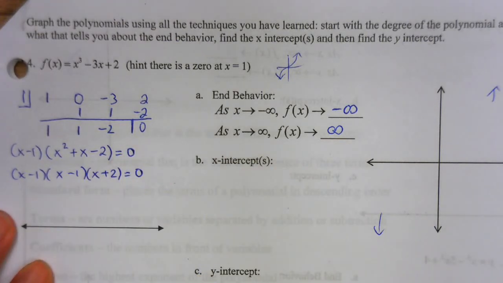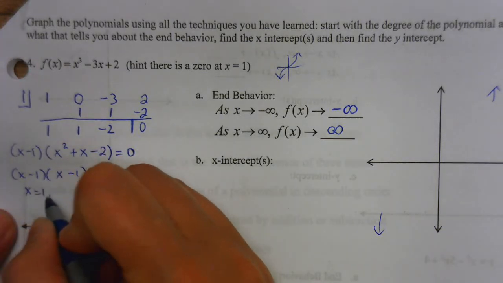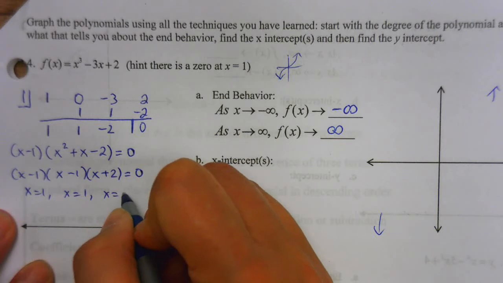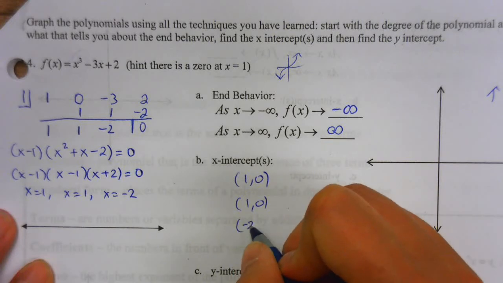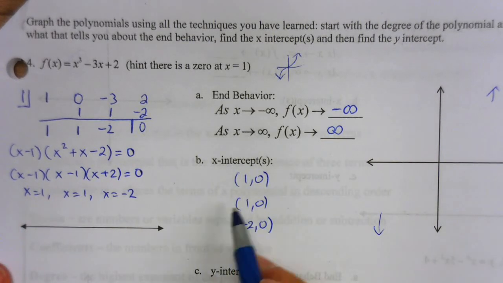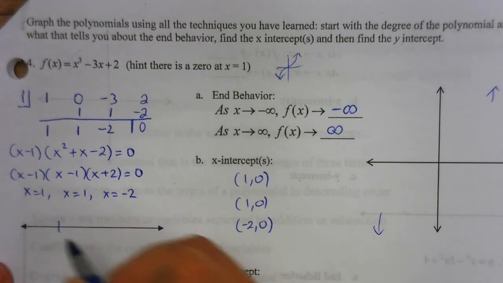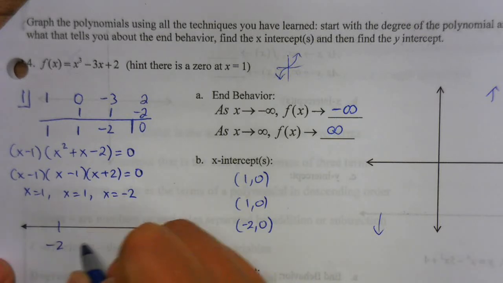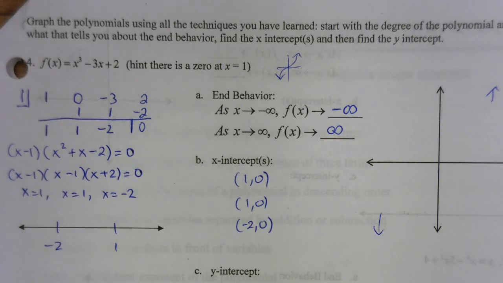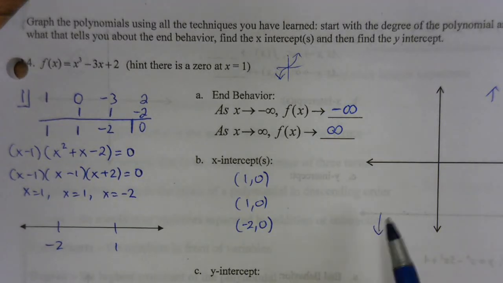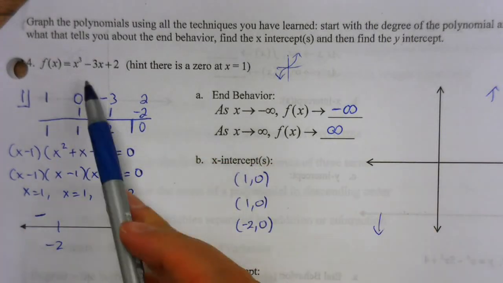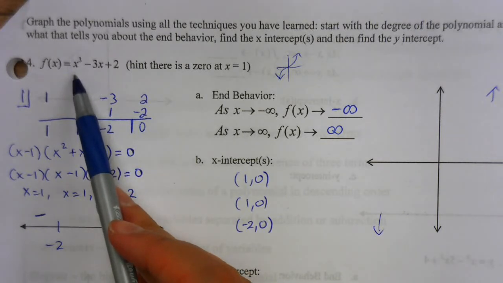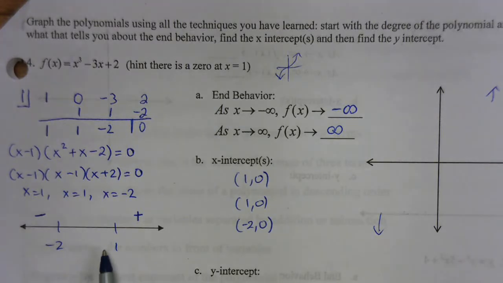When I set each of those pieces equal to 0, I'm going to find out that x is equal to 1, x is equal to 1, and x is equal to negative 2. Those are my x-intercepts, (1, 0), (1, 0), and (-2, 0). Those are the numbers that go on my sign chart. So on my sign chart here, I have a negative 2 and a positive 1. We already know that our end behavior past negative 2 is going to be negative, and that over here past 1, it's going to be positive. That's what knowing that it was an x cubed graph does for us. So I am going to just have to figure out the middle sign in a few minutes.